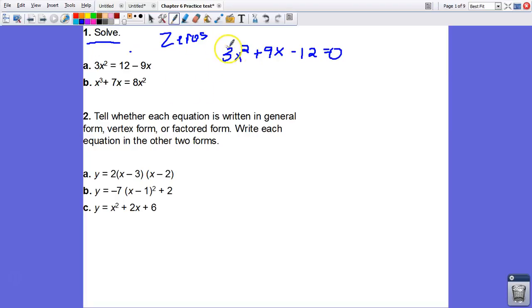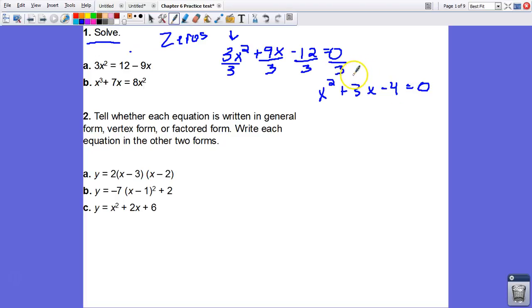And then I have an A here, so I can do that trick where I multiply the 3 times the 12 and factor by grouping, but I notice that everything is divisible by 3, so I'm just going to get rid of that 3. Remember, you can do anything to an equation or a function as long as you do it to each part. So I have to take every number, including the 0, and divide it by 3. So now I have just x squared plus 3x minus 4 equals 0.